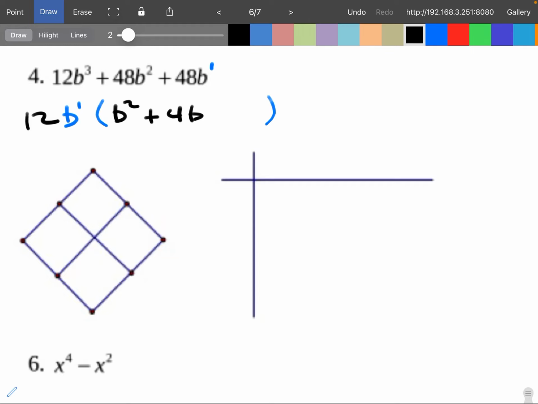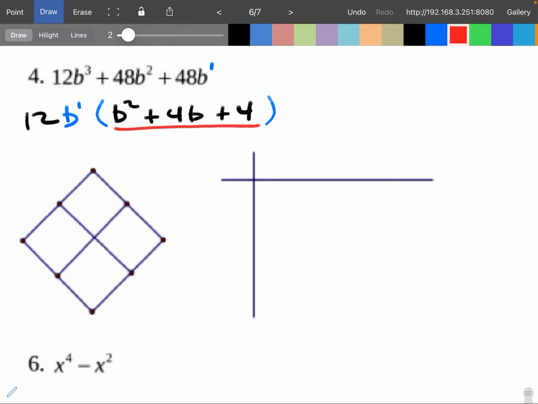And then 12b times what would be 48b squared? That'd be a positive 4b. And then 12b times what would give you 48b? That would just be plus 4, right? So I think I did that right. Let me check that real quick. Yep. All right.